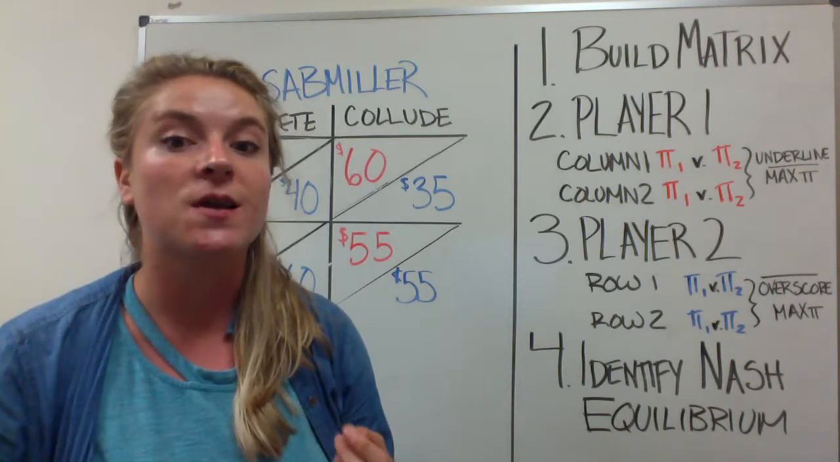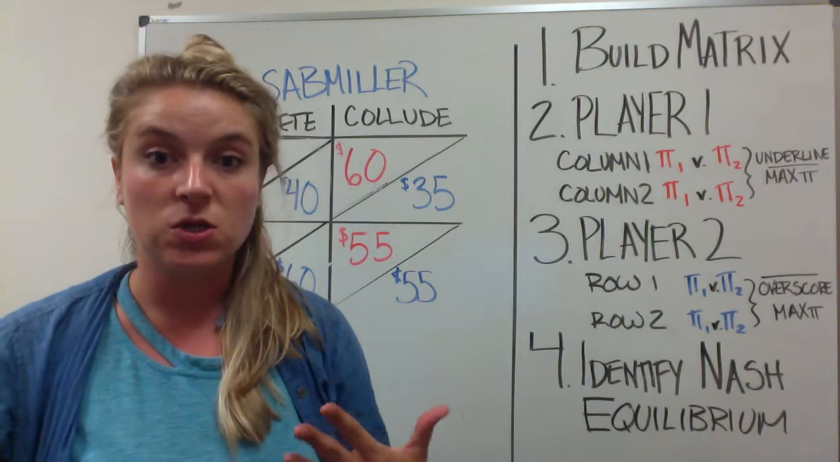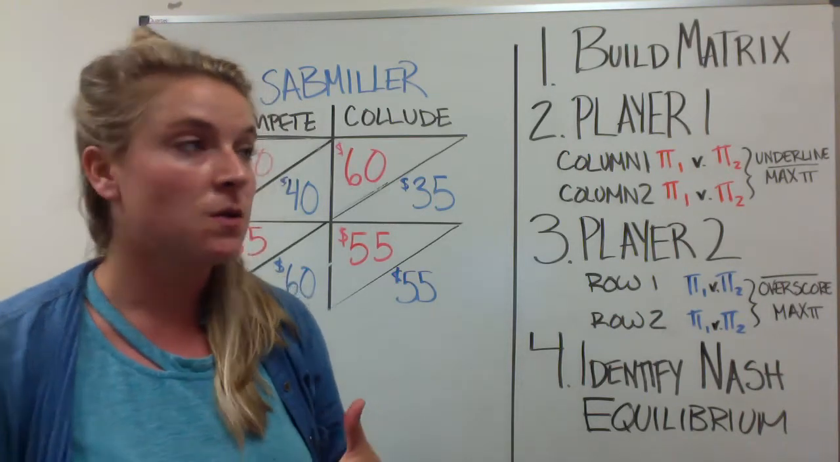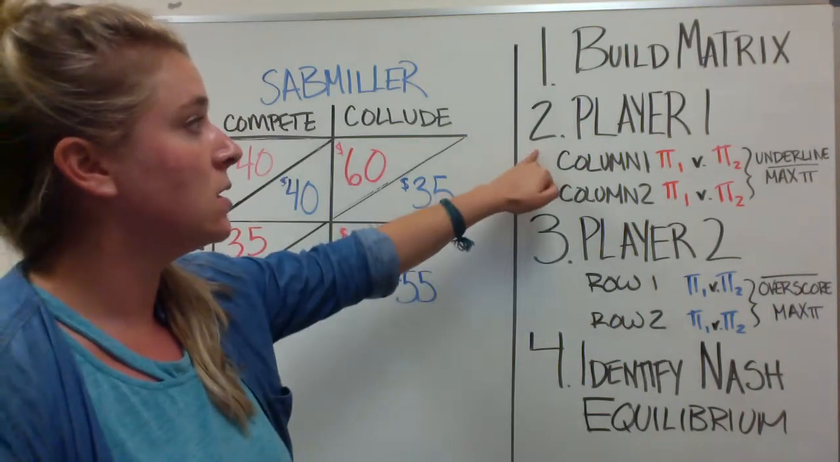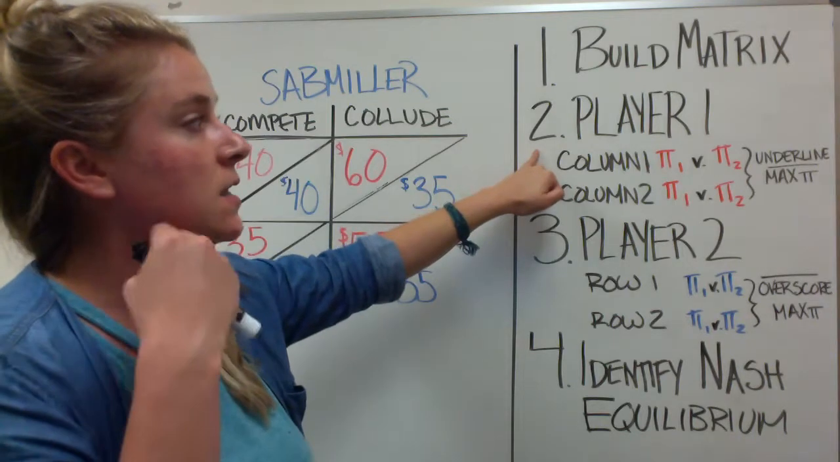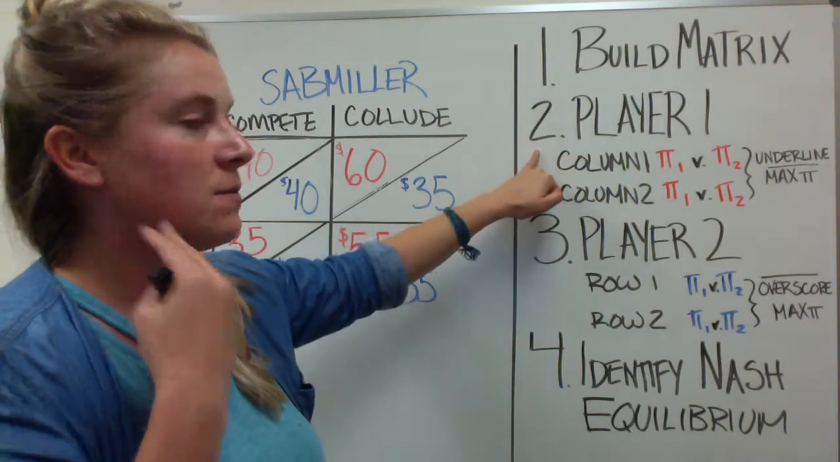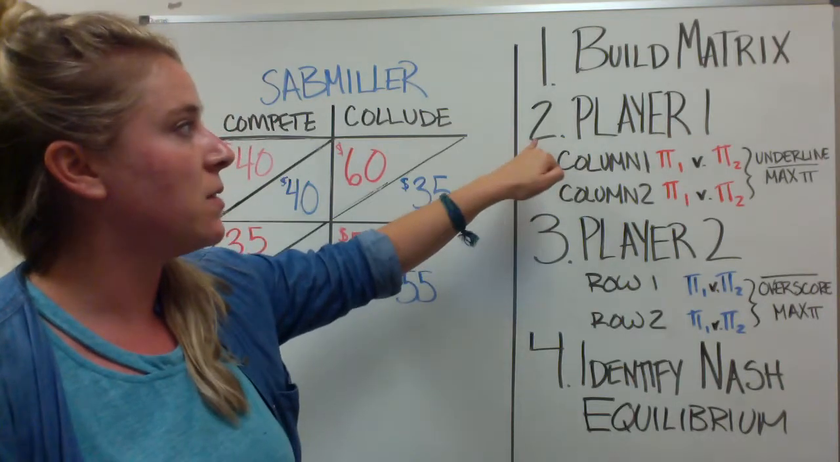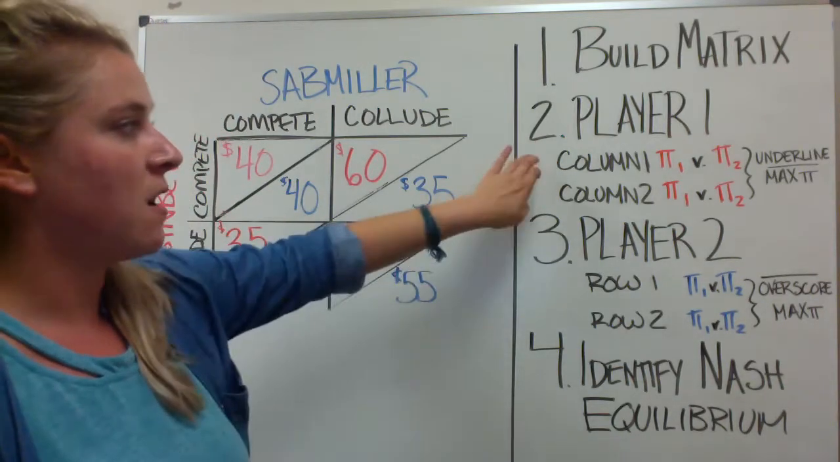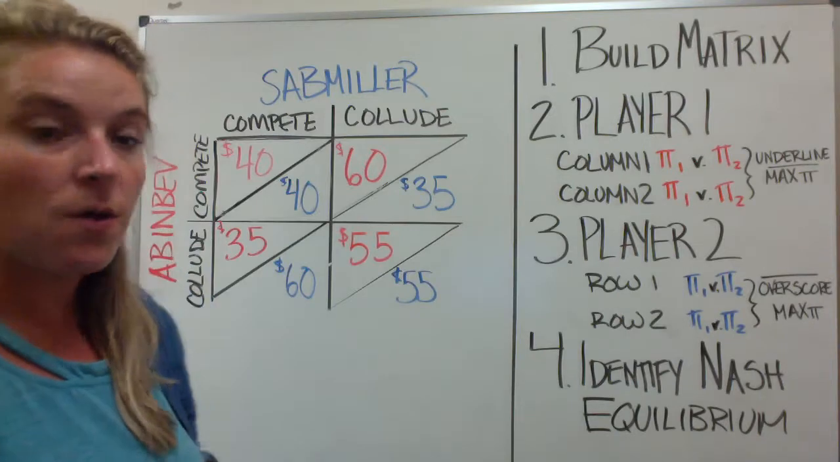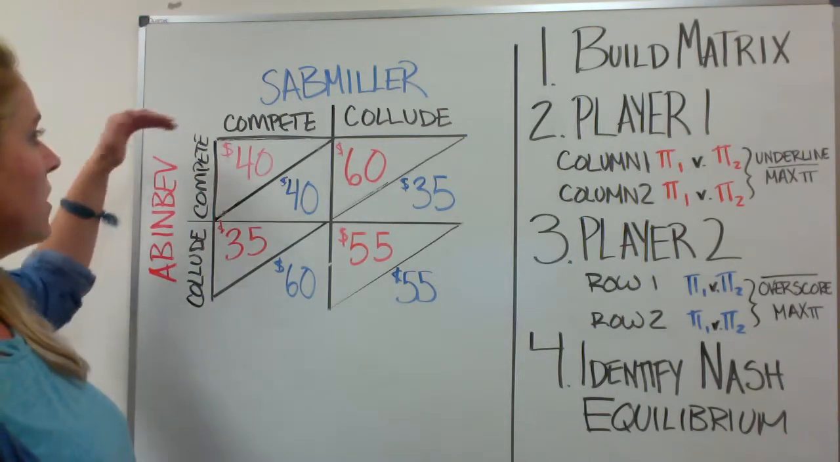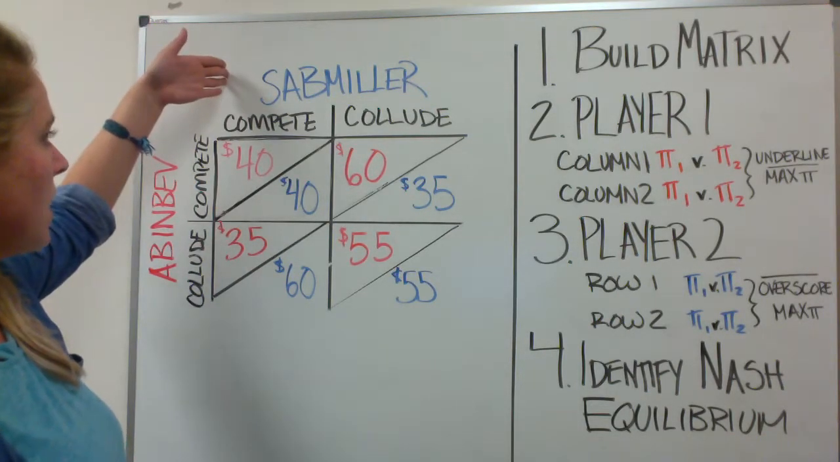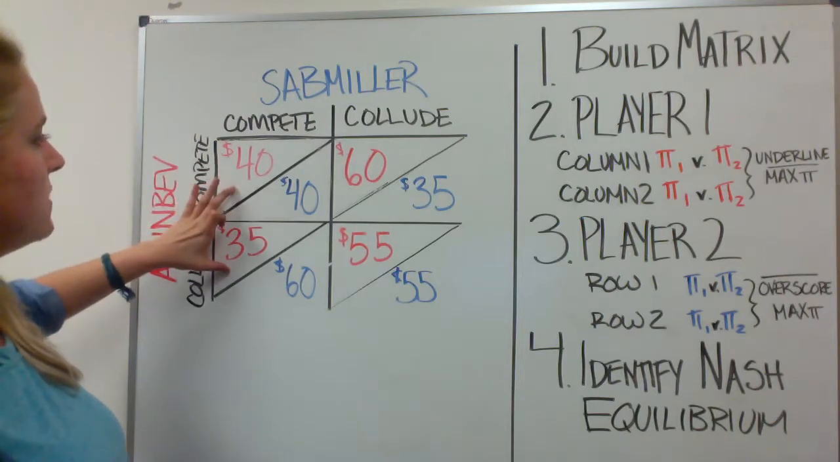That's what game theory is all about, which leads us to step two. So what we're going to actually do is kind of put ourselves into the brain, or maybe the boardroom, of each of the players. So we start with player 1. We're going to focus on the columns. I'm going to start with column 1, and I'm going to focus on player 1's payoffs.